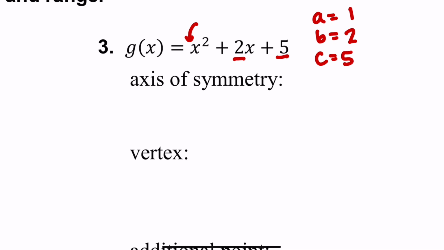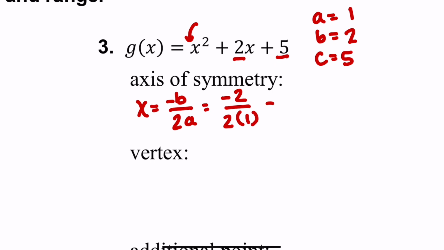Now to find the axis of symmetry, we always use the equation x equals -b divided by 2 times a. Our b is 2, so -b would be -2, divided by 2 times our a, which is 1. This gives us -2 divided by 2, which would be -1. So our axis of symmetry is x equals -1.